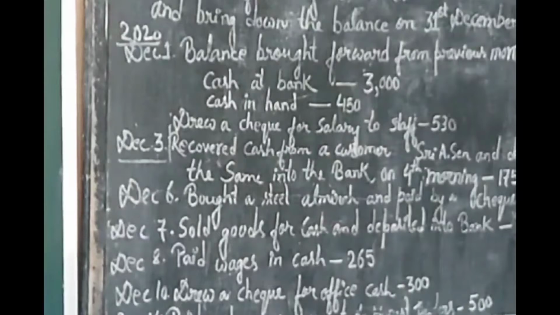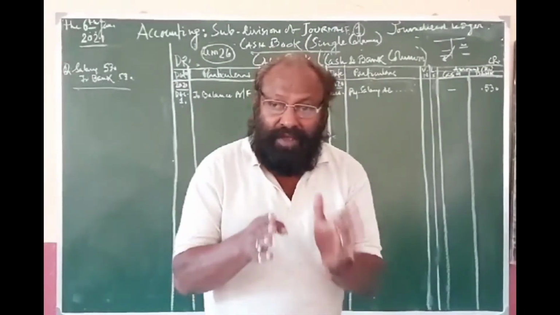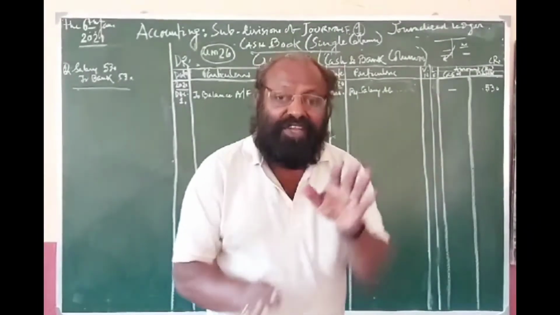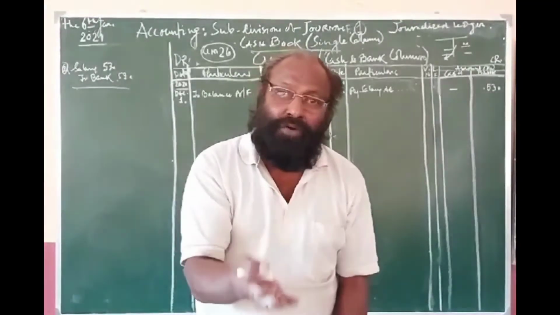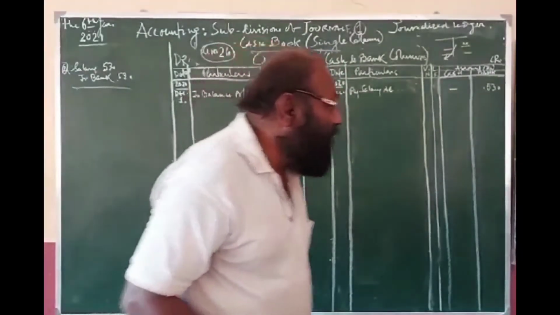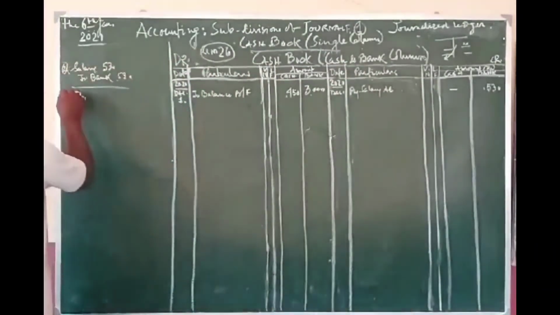Received cash from a customer, Mr. A. Shen. How much? 175. And deposited the same into the bank. How many transactions are over here? There are two transactions, right? One transaction you are getting the cash, and second you are sending the amount to the bank. And what is the amount? It is 175.